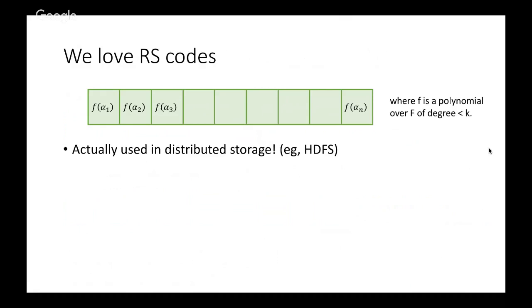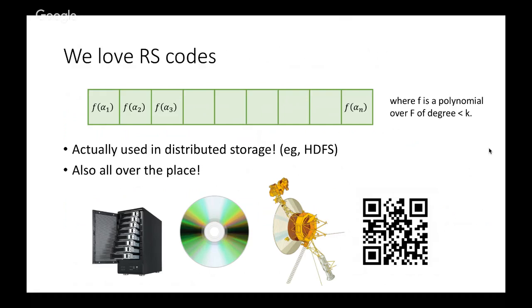But they're actually used in distributed storage. For example, the Hadoop distributed file system has a module which allows for Reed-Solomon codes. And they're also all over the place, not just in distributed storage. They're on hard drives and CDs, spacecraft, QR codes. Really, they're completely ubiquitous. So Reed-Solomon codes are codes that we know and love.